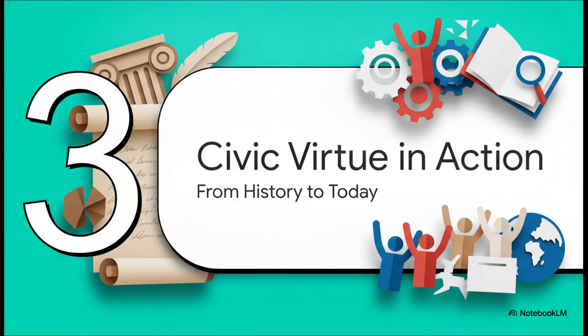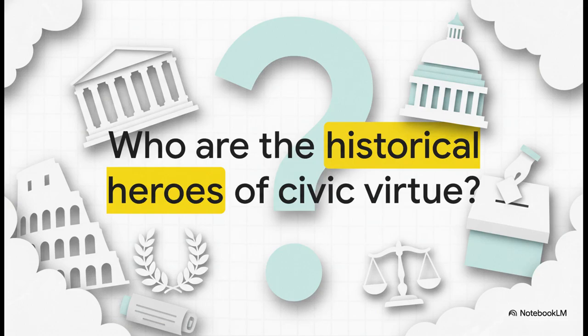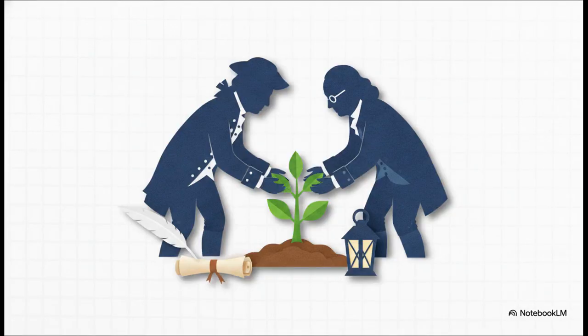That brings us to Section 3, civic virtue in action, looking at everything from history to today. Okay, so we've talked about the abstract concepts and the really heavy stakes, but let's look at what this actually looks like in practice. Ask yourself, who are the historical heroes of civic virtue? When you think of people who built the foundation of a nation through real, personal sacrifice, who pops into your head? If you pictured figures from early American history, you hit the nail on the head.